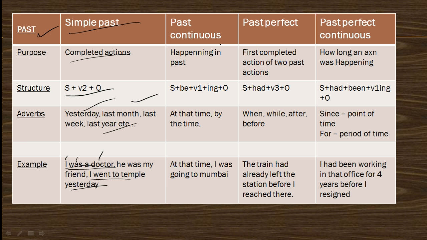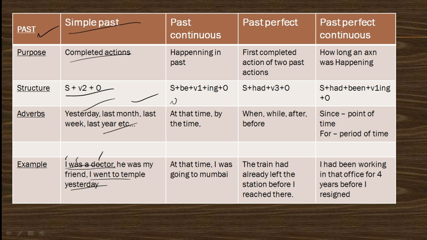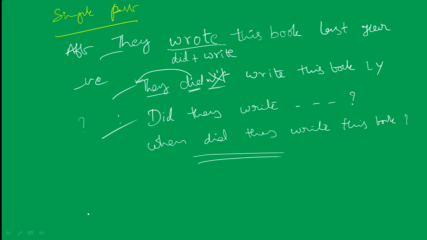We are moving to past continuous tense. Happening actions in the past. Structure would be subject plus be form, was, were. They are past be forms, plus V1 ing form plus object. Generally we use at that time, by the time, etc. For example, at that time I was going to Mumbai. Here I is subject, was going is be form plus V1 ing form, to Mumbai. This is how you can frame past continuous, and let us discuss more.